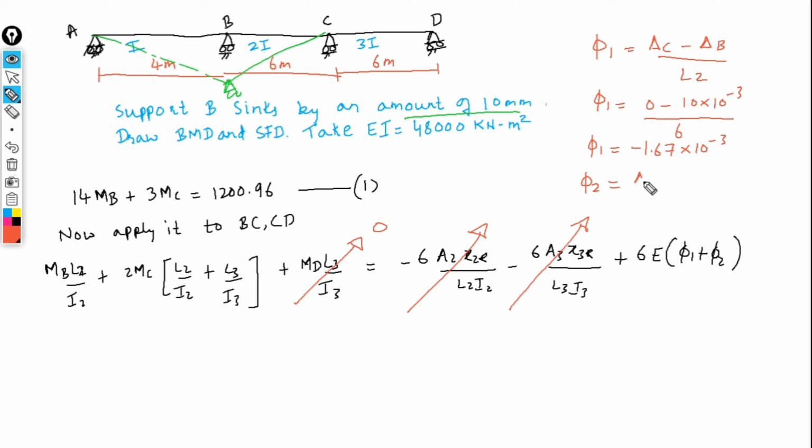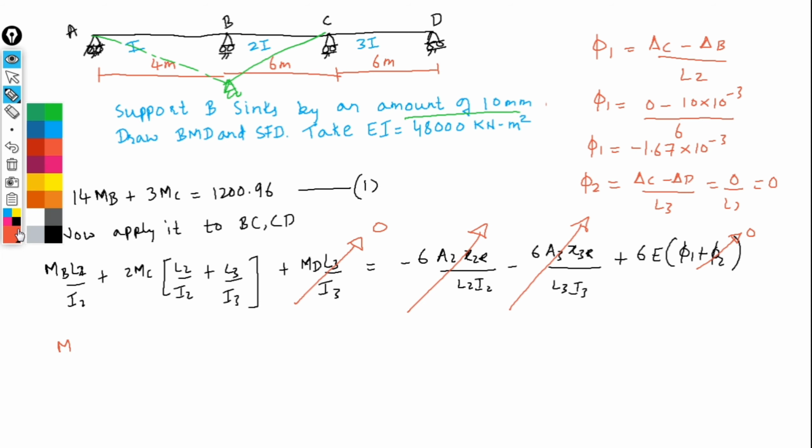And you see what will happen to phi2. Phi2 equal to delta C minus delta D divided by L3. Delta C is 0, also delta D is 0, so 0 divided by L3 will get 0. So phi2 will not come here, only phi1 will come. You can simplify the equation.